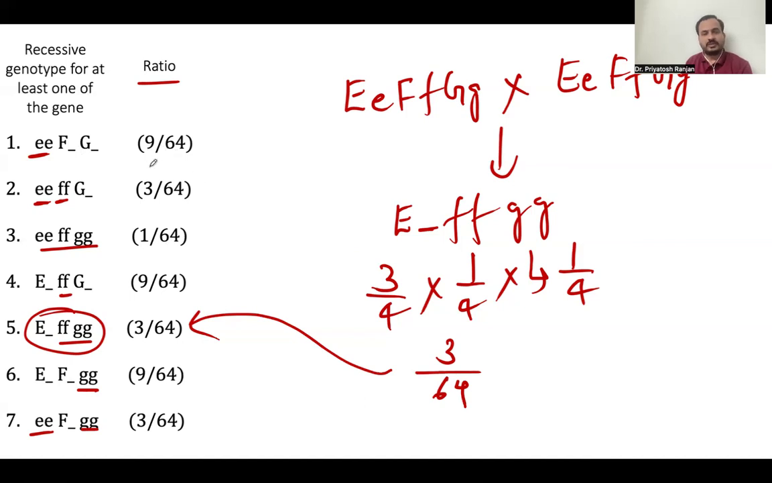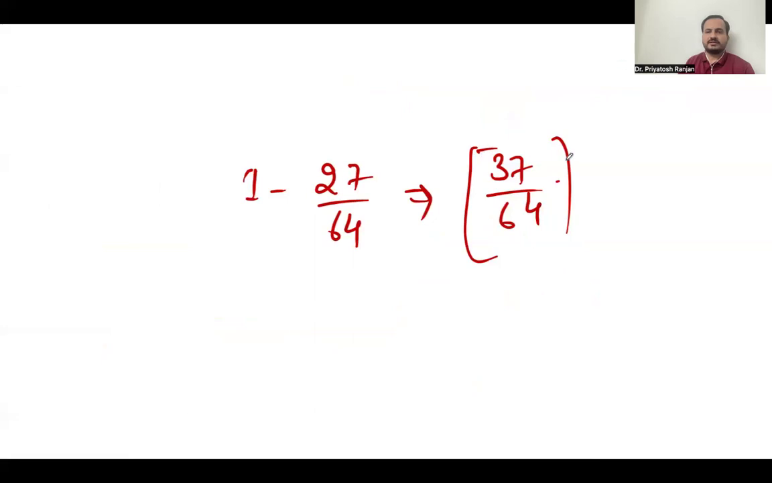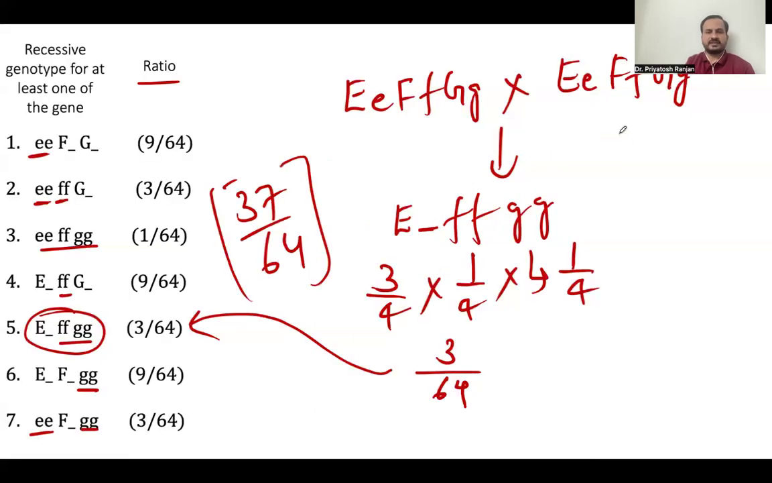And if we add up all these 7, we'll get 9, 3, 12, 12, 13, then again 21, 24, 27. Have I made any mistake? 9, 9, 18, 27, 30, 33, 34, and 37 by 64. That's what we have calculated, we'll get a fraction of 37 by 64. I hope this is clear to each and every one of you.